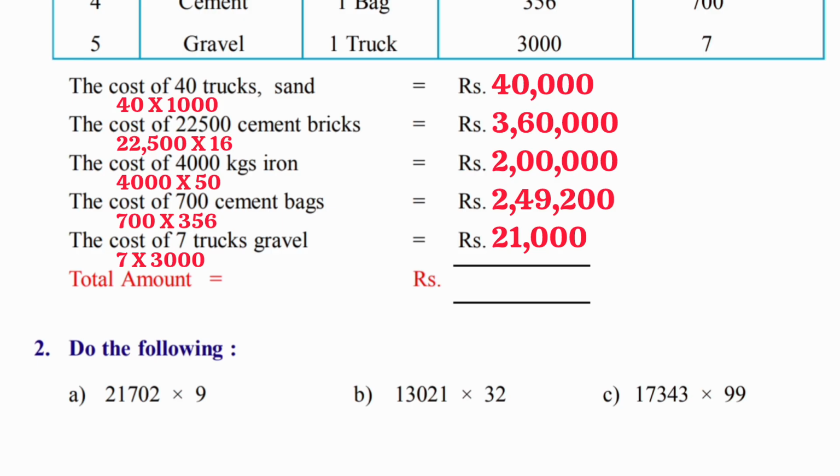Next, the cost of 700 cement bags. 700 into 356 you have to multiply, you will get the answer as 2,49,200. Next, the cost of 7 trucks gravel. 7 into 3000 you will get the answer as 21,000. Just do the total amount, add all the rupees of the given items, you will get the answer as 8,70,200. Understood guys?